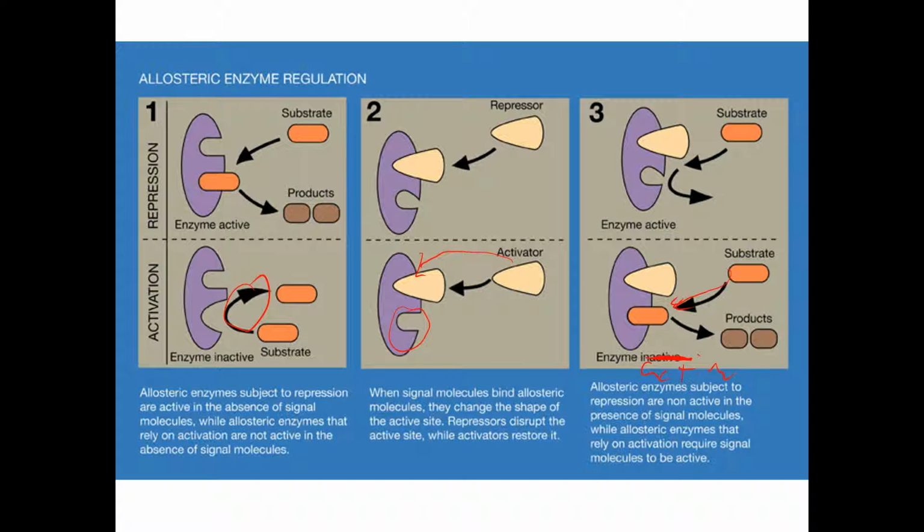Here, if you have an enzyme that is functional and you want to turn it off, you can have a repressor molecule come in and bind to another site of the enzyme. It causes the shape of the active site to change. This would be allosteric inhibition, and your substrate can no longer bind to the active site, so the enzyme is inactive.